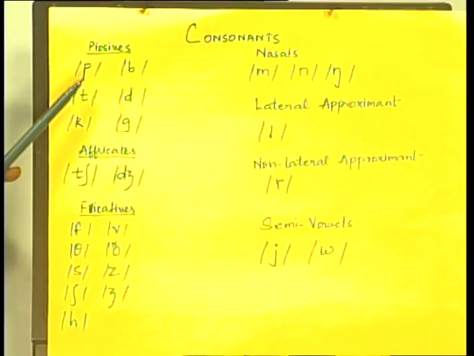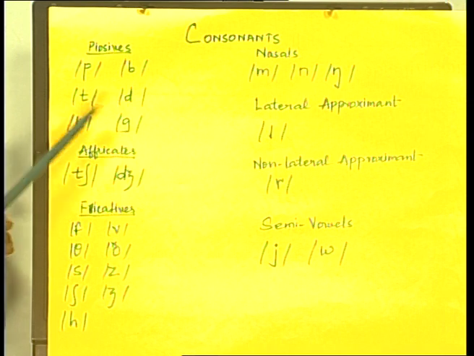We have 6 plosives in the English language: p, b, t, d, k and g. These sounds are known as plosives because the lung air comes out of your system. It is stopped at one point or the other.